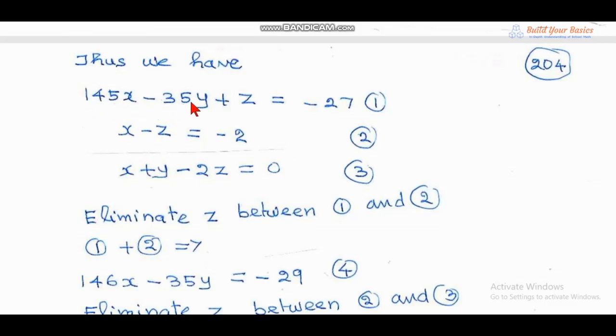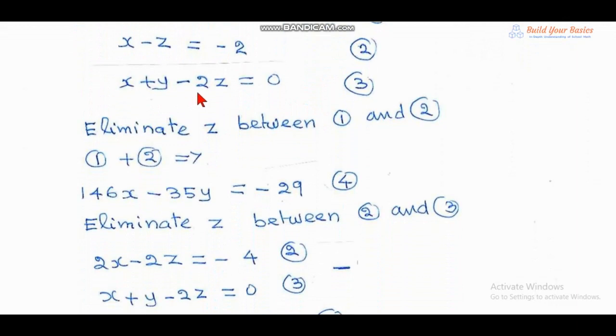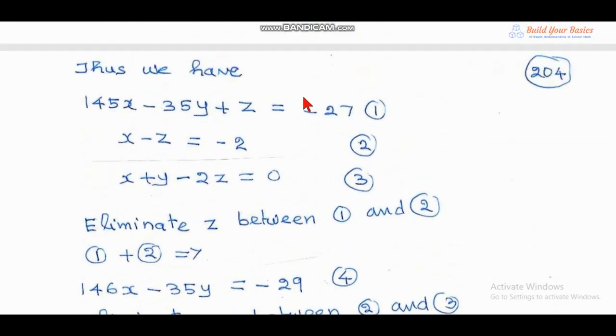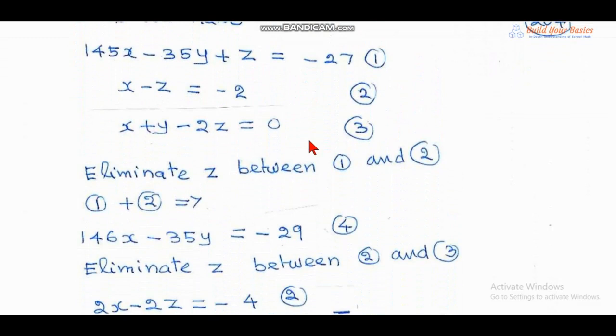Thus we have three equations. 145x minus 35y plus z equal to minus 27. x minus z equal to minus 2. x plus y minus 2z equal to 0. So we have to solve for x, y and z. Now first equation plus second equation, that z will get cancelled. 146x minus 35y is equal to minus 29. That we call fourth equation. Fourth equation is got by eliminating z between 1 and 2.